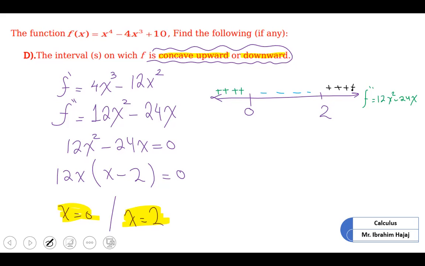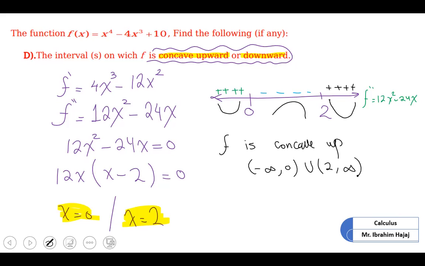And now we should find what? The function here is concave up, here it's concave down, and here it's concave up. So simply write that f is concave up on the intervals from -infinity to 0, union from 2 to positive infinity. And f is concave down on the interval from 0 to 2 only.